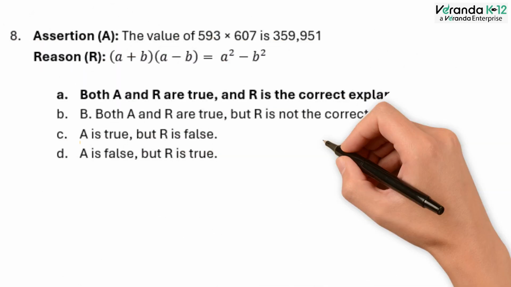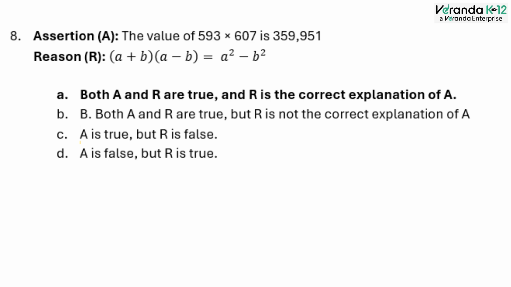Eighth question. Assertion: the value of 593 × 607 is 3,59,951. Reason: (a + b)(a − b) is equal to a² − b². Option A, both A and R are true and R is the correct explanation of A. Option B, both A and R are true but R is not the correct explanation of A. Option C, A is true but R is false. And option D, A is false but R is true.